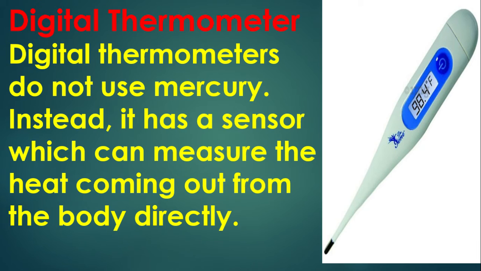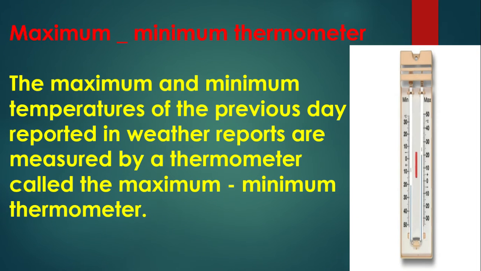Digital thermometer. Digital thermometers do not use mercury. Instead, it has a sensor which can measure the heat coming out from the body directly. Maximum minimum thermometer. The maximum and minimum temperature of the previous day reported in weather report are measured by the thermometer called the maximum minimum thermometer.